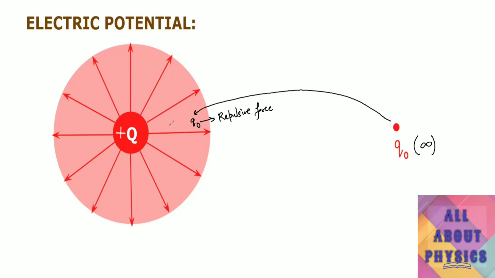Okay, now repulsive force is being exerted on this in this direction by this charge plus Q. Now for this charge, see if this charge has to stay here, okay, to maintain its position and to stay here, the charge Q naught has to do some work against the repulsive force. Okay, it will have to do some work against the repulsive force.